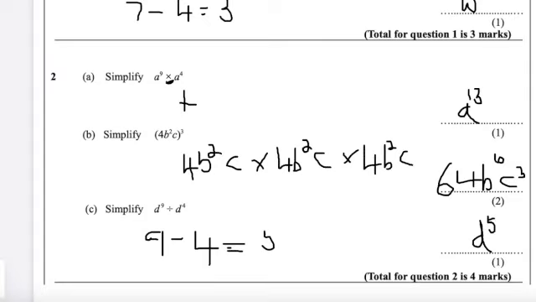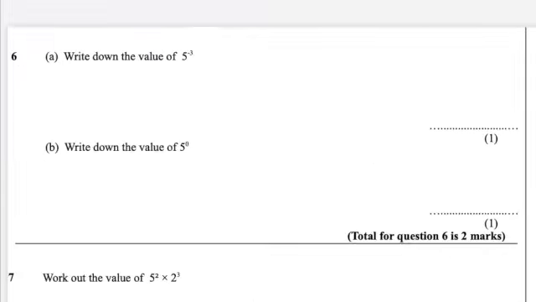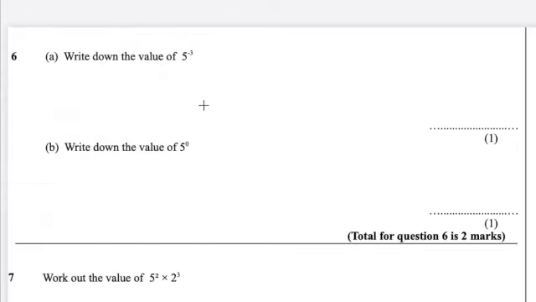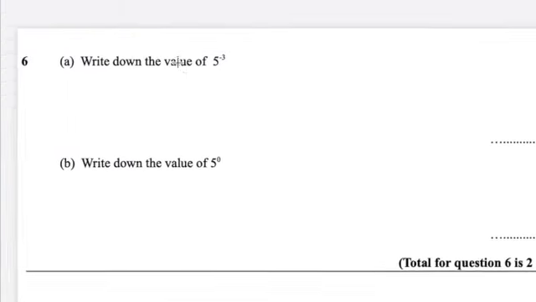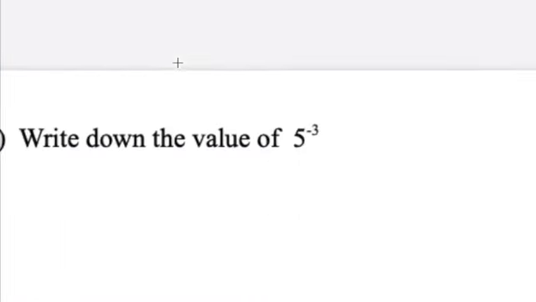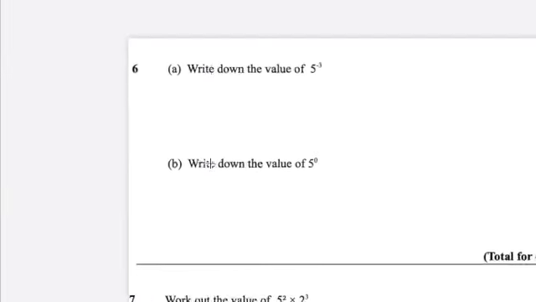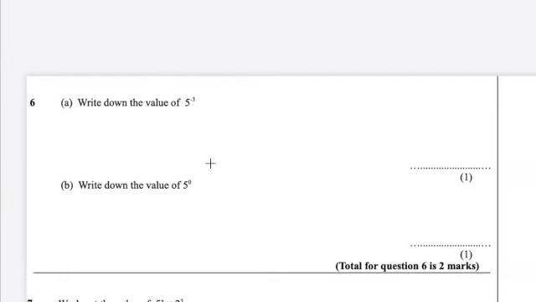So that's us looking over the basics of the rules and how they work. Now this refers to rule 3 and 4. Write down the value of 5 to the power of minus 3. See how there's a minus there. And you see how in the rules we said anything to the power of minus is 1 over that value.